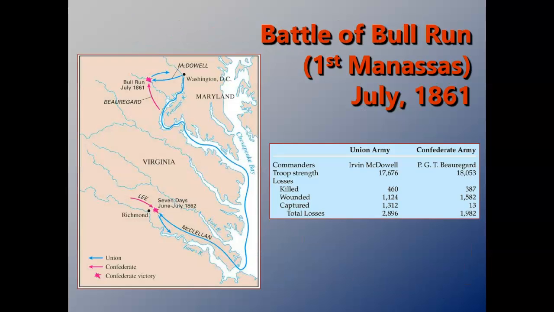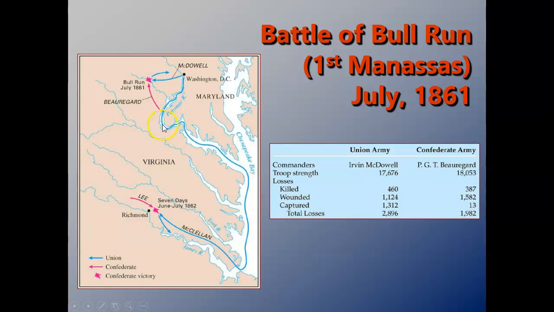The first real fighting will take place in July of 1861. There is a battle right outside of Washington D.C. called the first Battle of Bull Run. The Southerners call it the First Battle of Manassas. So there is a battle right outside of Washington D.C. early in the war. Bull Run is right here. You can see Washington is right here.